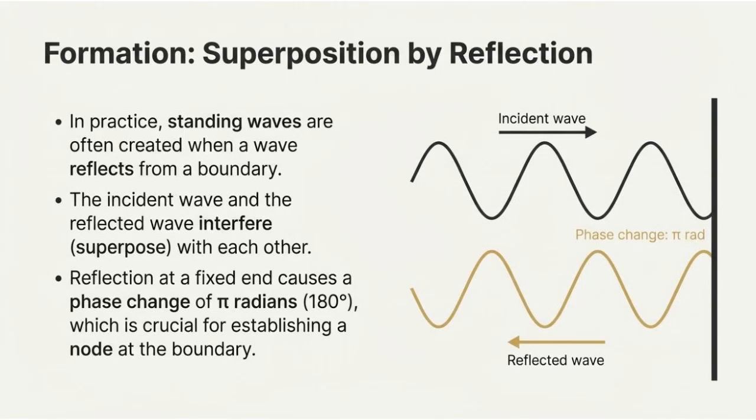Standing waves are commonly formed when a wave hits a boundary and reflects back. The original wave moving toward the boundary and the reflected wave moving back interfere or combine with each other. This interaction is called superposition. When the reflection happens at a fixed end, the wave undergoes a phase change of 180 degrees, or pi radians. This phase shift is important because it creates a point called a node right at the boundary, where the wave's displacement is always zero. This process of reflection and interference explains how standing waves form and why nodes appear at specific locations along the wave.